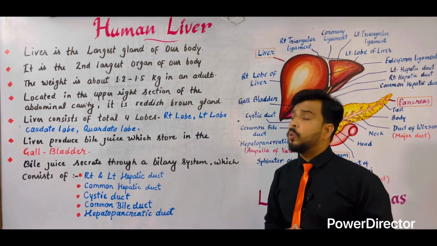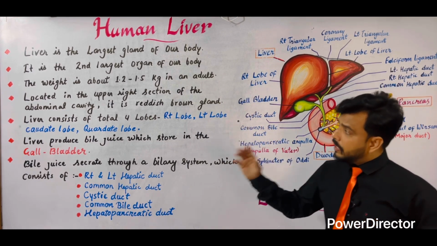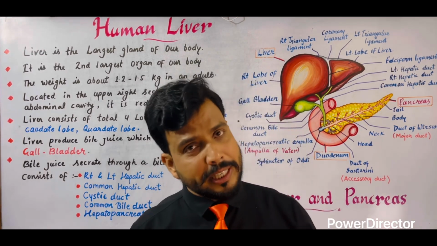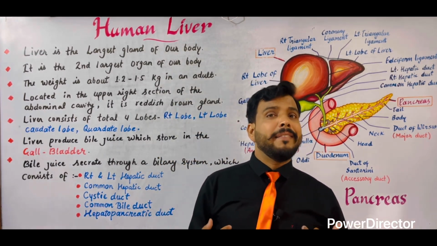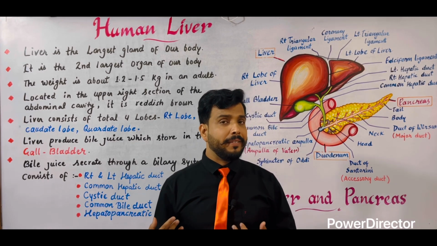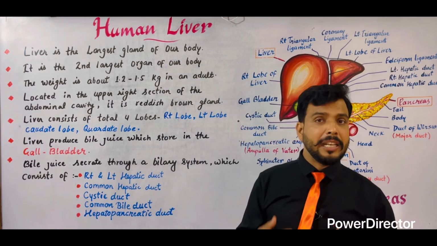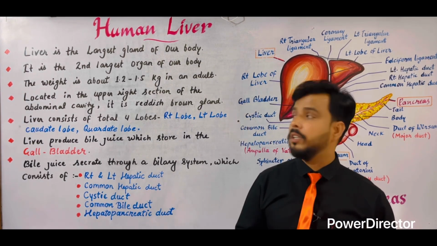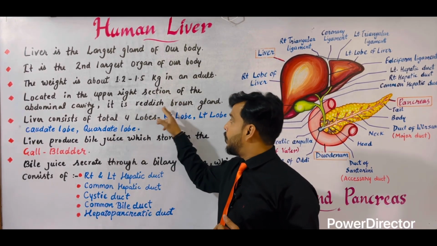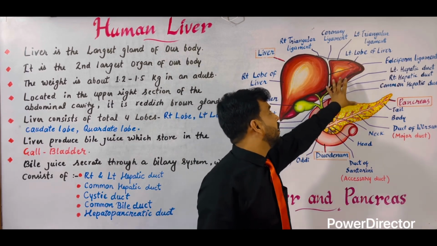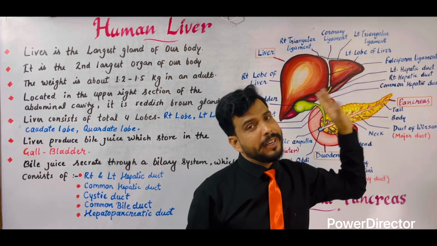The next point is the location of the liver. The liver is located in the upper right section of the abdominal cavity. As you can see on the screen, at the right portion of the abdominal cavity, the upper right portion, the liver is situated. It is a reddish brown color gland. As you can see in this diagram, I made the reddish brown color of the liver.